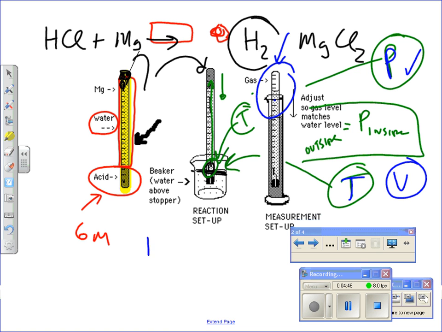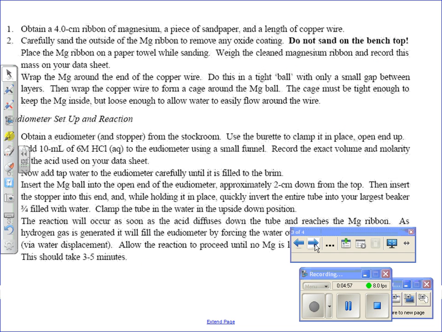The other thing you need is n, the number of moles. Well, before we start, you're going to weigh out your piece of magnesium, and you'll know how many grams it is, so you'll be able to convert it into moles.